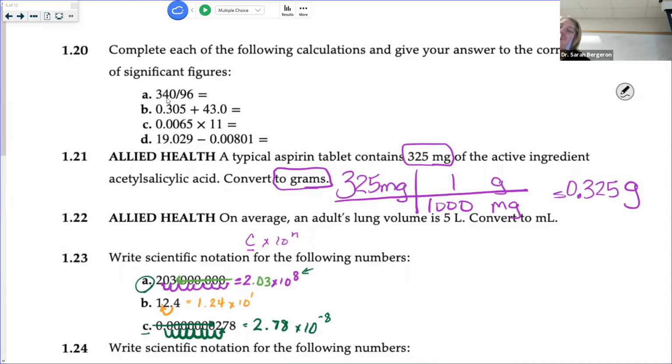Okay, so in A for 1.20, which one has the least number of significant figures? They have the same number. They both have 2 significant figures. So if you put that into your calculator, what value do you get? I want to know exactly what you get in your calculator. So put it into your calculator.